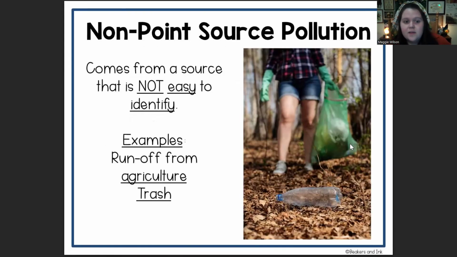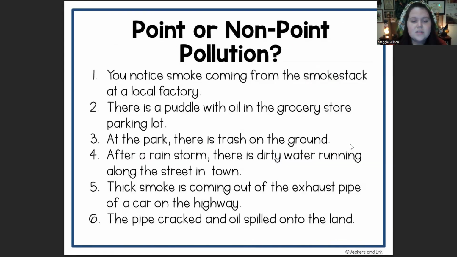Non-point source is kind of coming from all around, runoff from all around a watershed slowly gathering together. Agriculture has that runoff a lot of times. Little farms, even the fertilizer people put on their lawns to make them more green. And trash, little bits of littering adds up over time. It's non-point source. It's hard to track down. Let's talk about these examples.